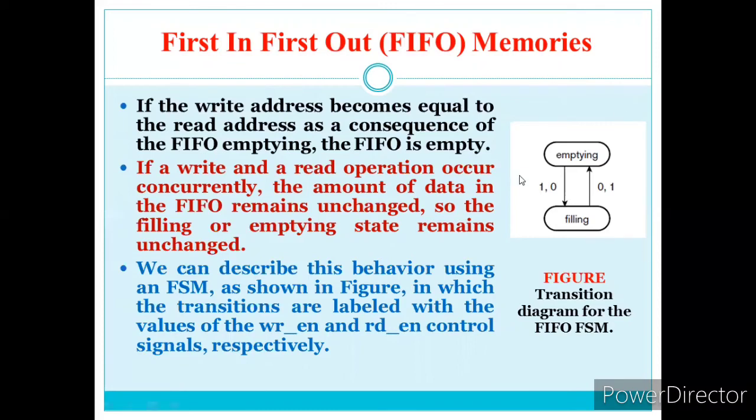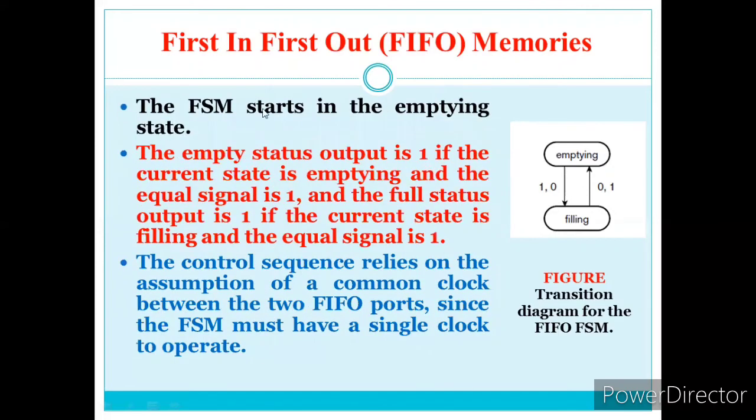So this is what is happening. How is it done? By controlling the FSM with the help of write enable and read enable respectively. If the FIFO is empty, keep on writing and the data gets filled. Once it is filled, perform the read operation, which will empty the memory locations. So the FSM starts in the emptying state.